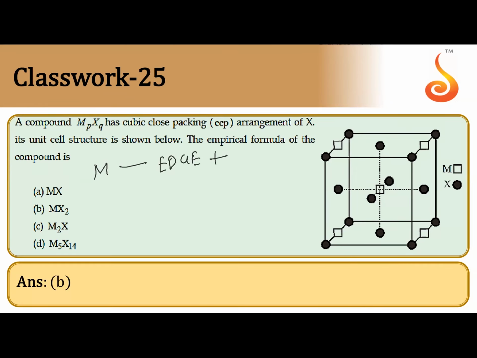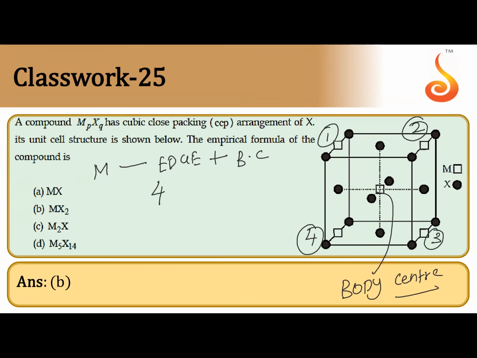Plus, M is present in the body center also. Observe the diagram. M is present in the body center. Here totally there are 4 edges: edge number 1, edge number 2, edge number 3, edge number 4. Actually a cube will have 12 edges, but here only in the 4 edges atom M is occupied. Each edge will contribute 1 by 4. Plus body center is 1 into 1. So 1 plus 1, totally M is 2.